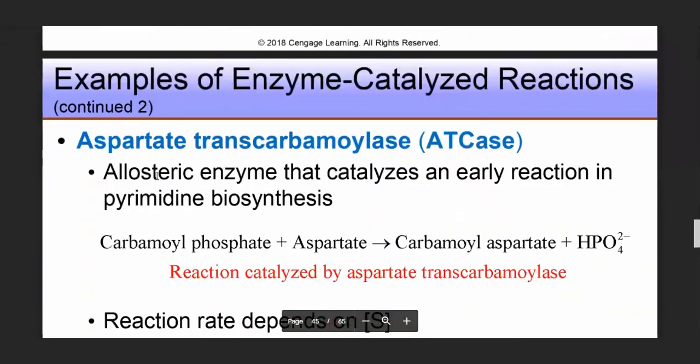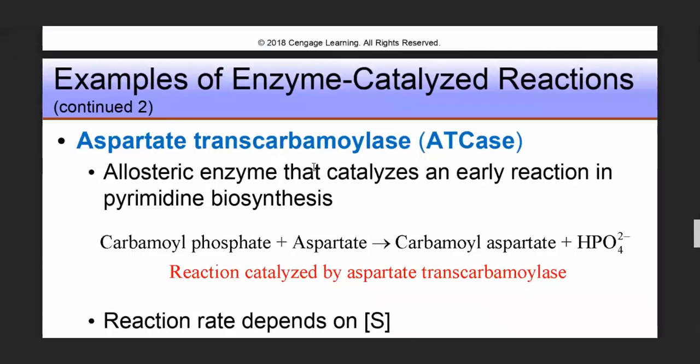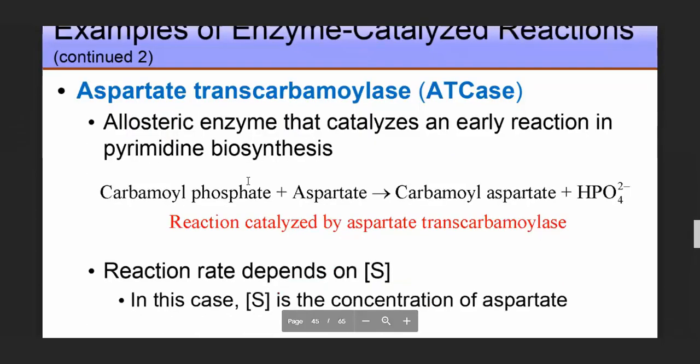Now, the other example they took, aspartate transcarbamylase. This is an allosteric enzyme that catalyzes the early reaction in pyrimidine biosynthesis through catalyzing this reaction: carbamyl phosphate plus aspartate to form carbamyl aspartate plus inorganic phosphate, as you can see here. This reaction is catalyzed by the enzyme called aspartate transcarbamylase.